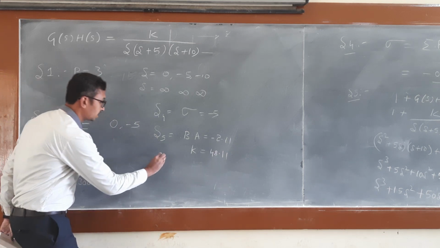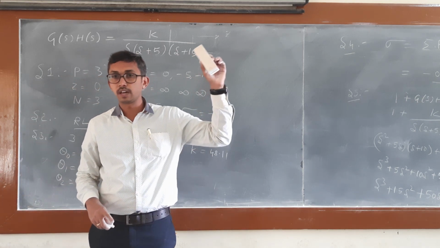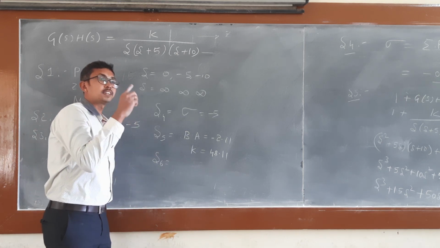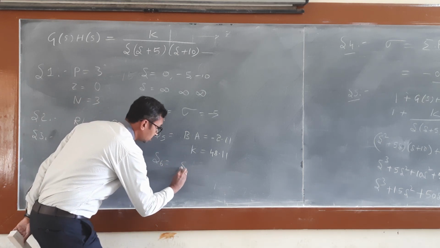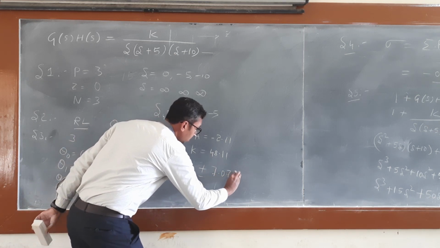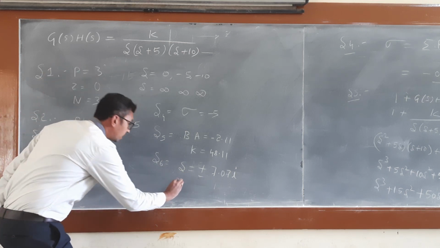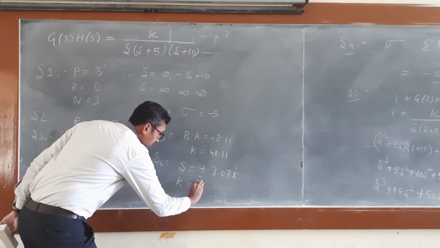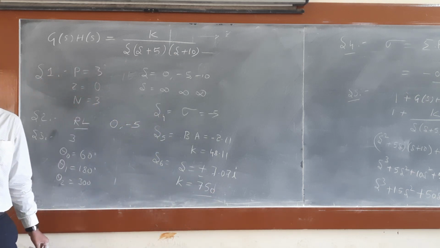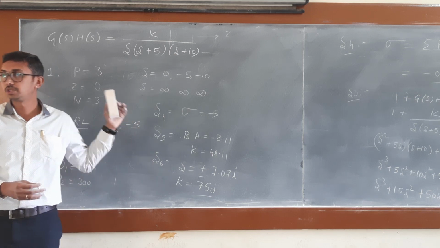So next, what is step number 6? We found out the intersection of root locus with the imaginary axis. The root locus is going to intersect the imaginary axis at s is equal to plus or minus 7.07 i. At this point, what is the value of K? 750. Correct? So these are the data summary of this problem.